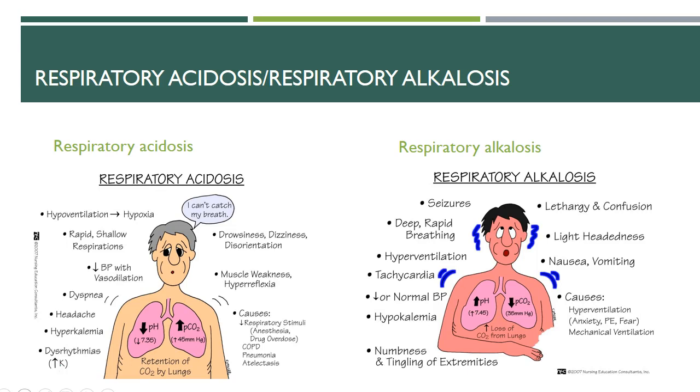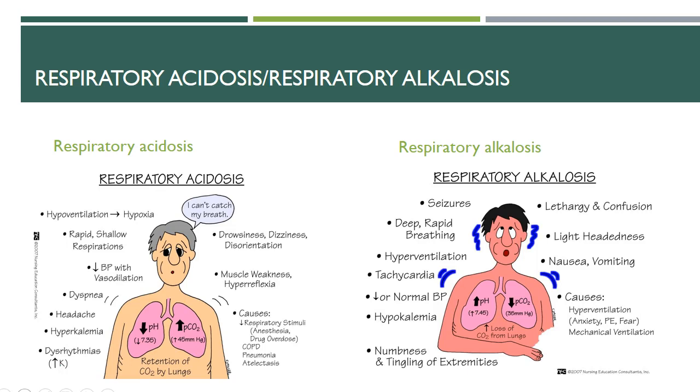And then we compensate with our kidneys. So we're going to absorb the bicarb. Our kidneys are going to absorb the bicarb, and it's going to excrete hydrogen ions. And that's respiratory acidosis. The way we treat it is going to be directed at our cause.